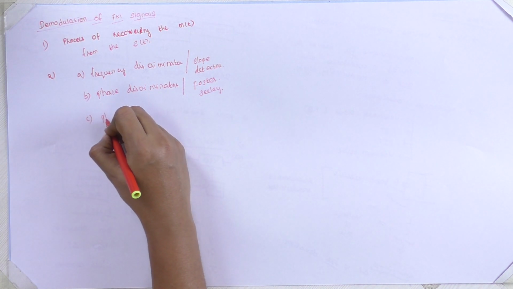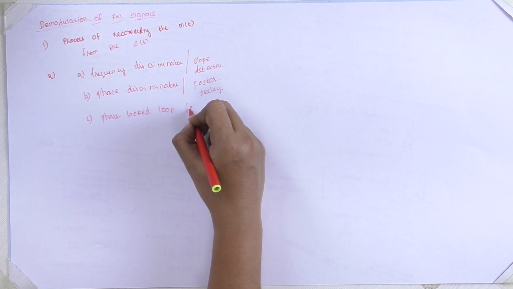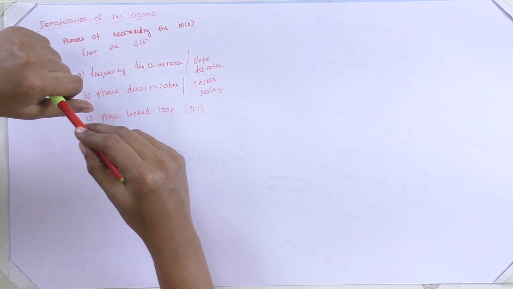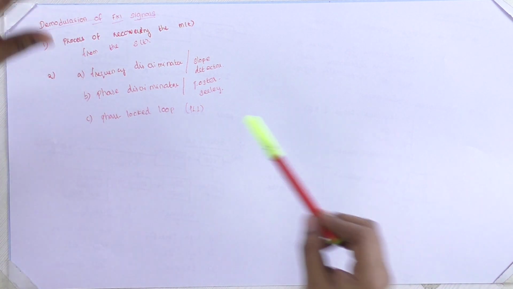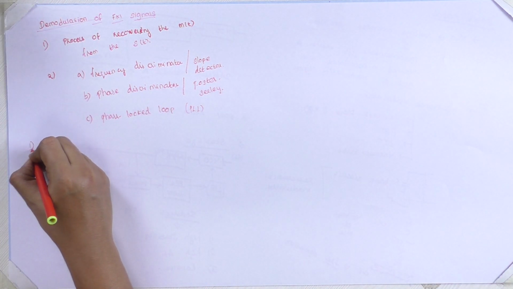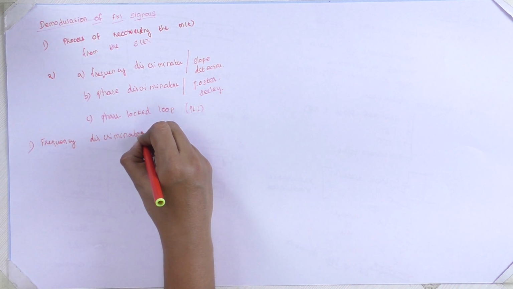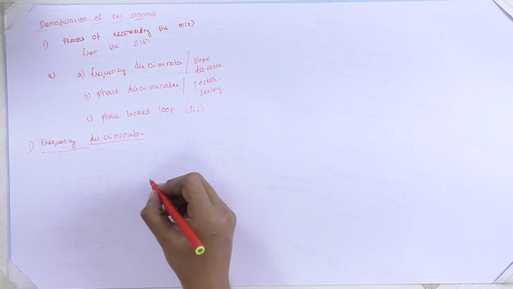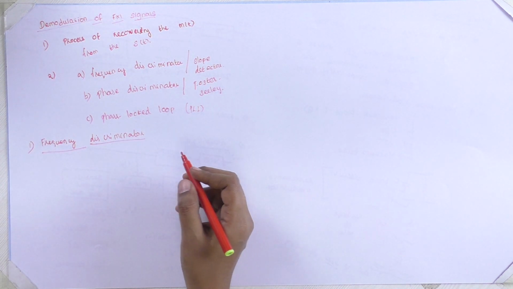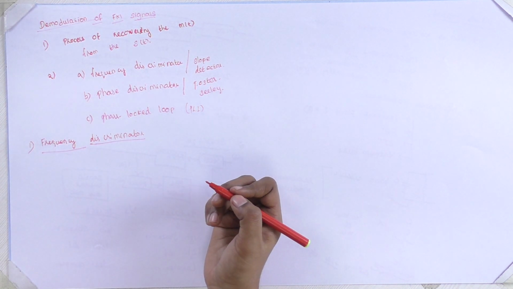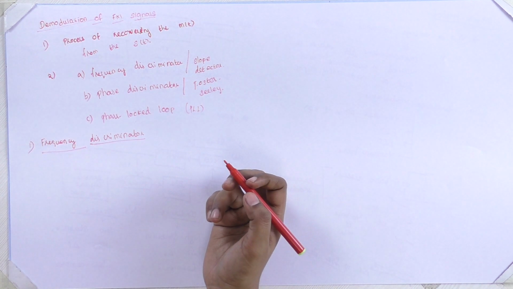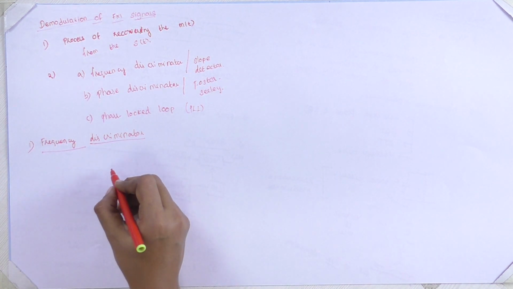Third one is using the phase lock loop. In short, we refer to it as PLL. First, we are going to see frequency discriminator. Before we see how the frequency discriminator in our demodulation works, we'll see what is a slope detector and what are the input-output characteristics of a slope detector.